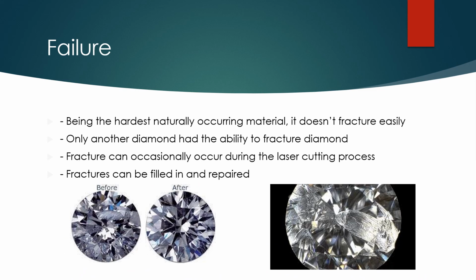So just a little bit about failure and fracture in diamonds. Being the hardest naturally occurring material, it is very, very, very difficult to fracture. Oftentimes it can only be fractured by another diamond, and that is because they have the same hardness. They're able to fracture each other. And then another way that they can fracture is during the laser cutting process, because these lasers are designed to cut diamonds. So if it's moved in the wrong way, it can fracture the diamond. If it hits a weak point in the crystal structure, the laser is meant to break through that sort of stuff. So that's how a lot of fractures can happen.